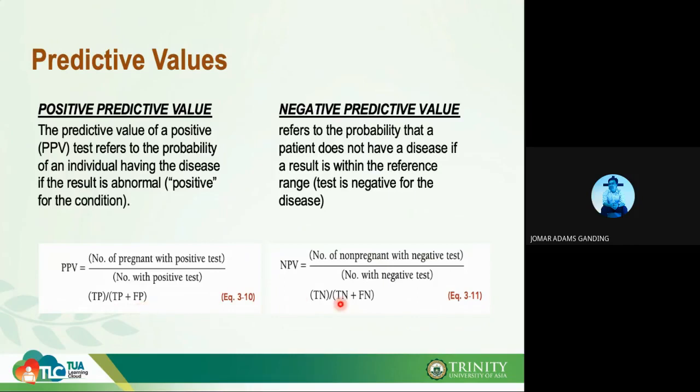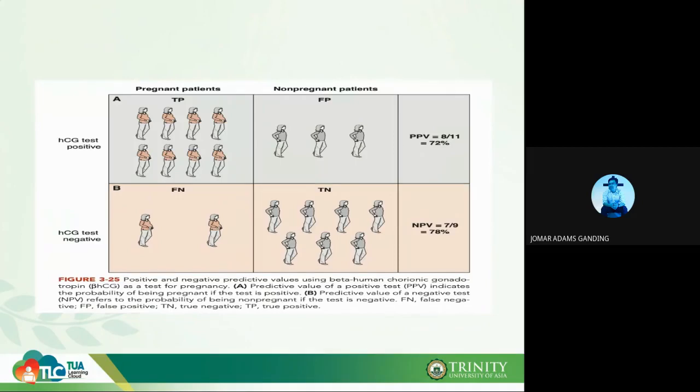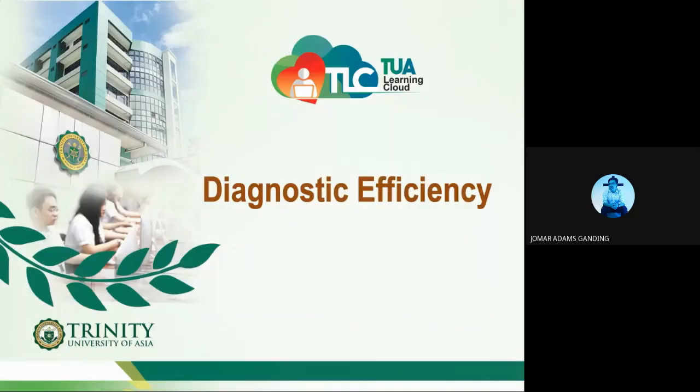In our future exams and quizzes, you will be given a data set, and what you are going to do is simply identify which is which, and simply substitute in the formula. Again, true positive can also be quoted in the exam as individuals with the disease, and without the disease, that is true negative. So that is it for today. That is diagnostic efficiency. Hopefully I made myself clear with that.